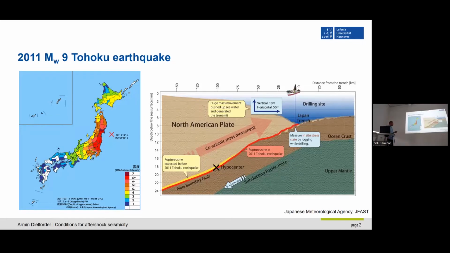The Tohoku earthquake also caused a lot of aftershock seismicity, of course, along the actual plate interface, but also within the overlying forearc wedge, which is here indicated as the North American plate. In my talk today, I will address the conditions for the aftershock seismicity within the forearc, not only for the marine forearc that you see here, but also for the onshore part of the forearc from the island of Japan.